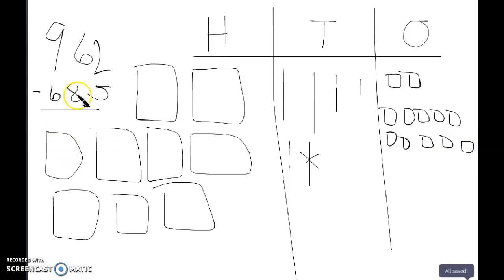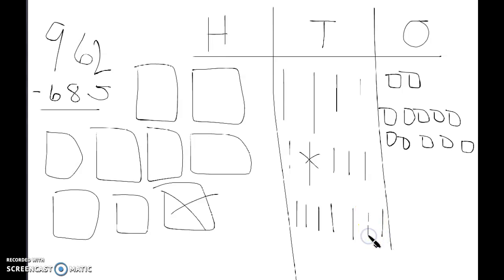And then you can't take away 8 from 6. So we're going to break apart 100, and 100 is made out of 10 sets of 10. So we're going to take 1 away, and then we're going to put 10 longs in the tens column. Now we are ready to solve.